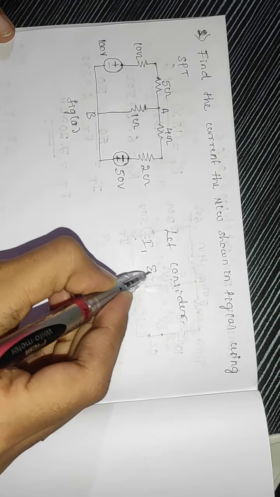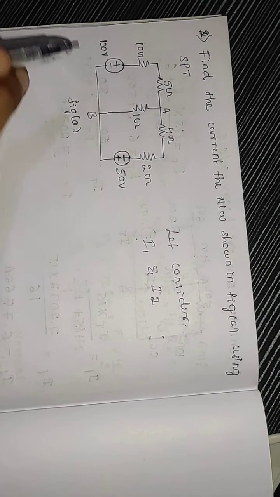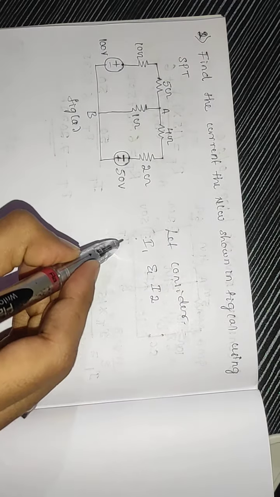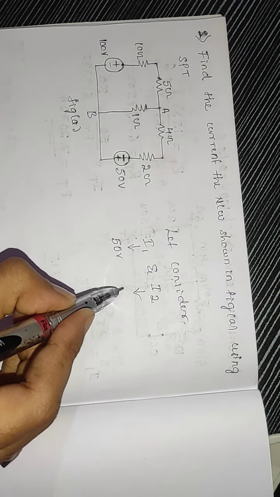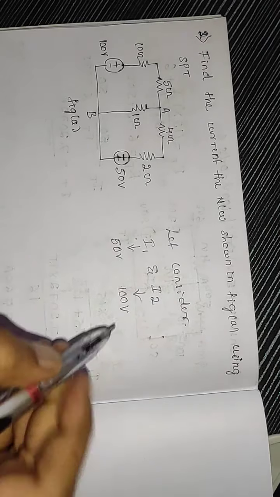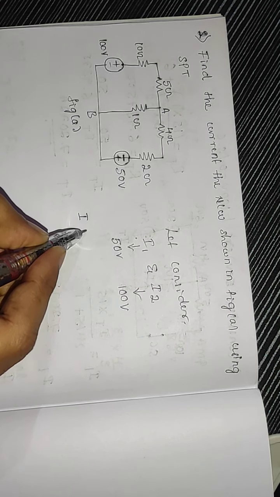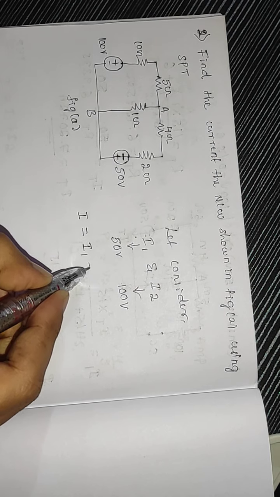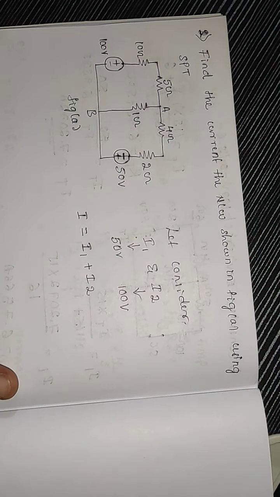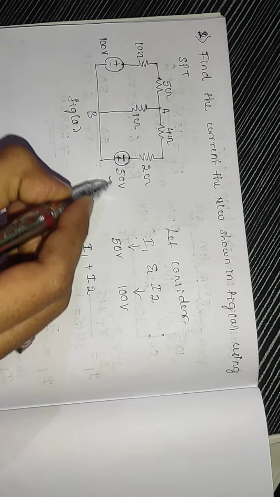I1 and I2 are the currents through the 1 ohm resistor due to the voltage sources of 50 volt and 100 volt respectively. So I1 current flows through the 1 ohm resistor due to 50 volt and I2 due to the 100 volt source. Finally, the total current flowing through the 1 ohm resistor equals the algebraic sum of I1 and I2, right? First, I will consider the 50 volt voltage source.